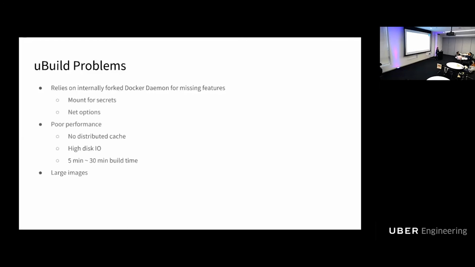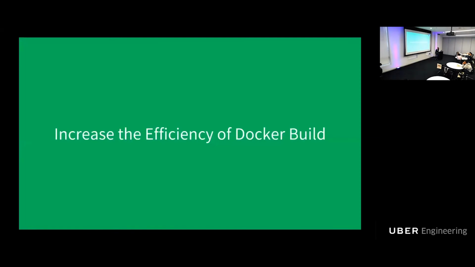And it creates large images. Our average image size ranges from 500 megabytes to 1 G. I've seen 6 to 8 G. Sometimes there are 20 G images. And finally, since we have this forked Docker daemon, we have to run it in a dedicated cluster, which increases operational load on our team.